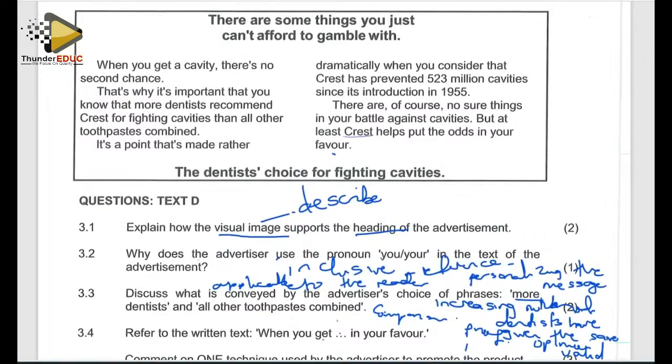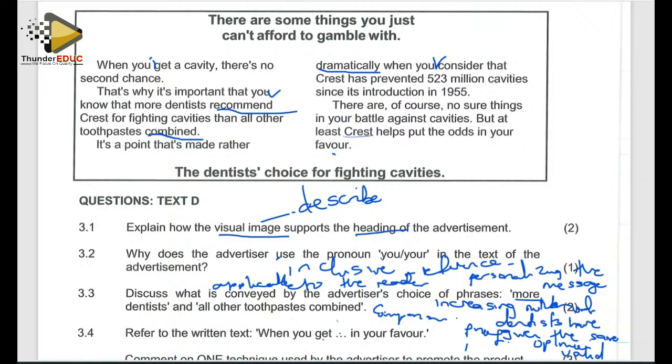The question says, comment on one technique used by the advertiser to promote the product. Emotive language is jumping out. When we say recommend, combined, which means all measures have been exhausted dramatically. That's another diction word. So emotive language is something that can be used as a strategy here. Use of pronouns, also the you, is also a strategy. You, again, emphasis. When you consider, that's another strategy that is used.